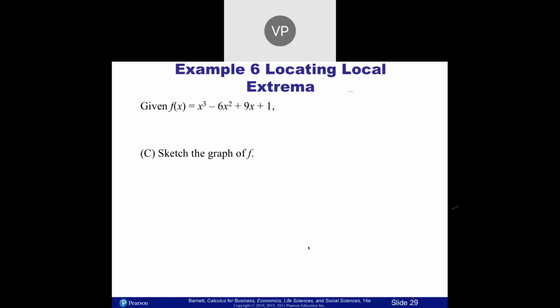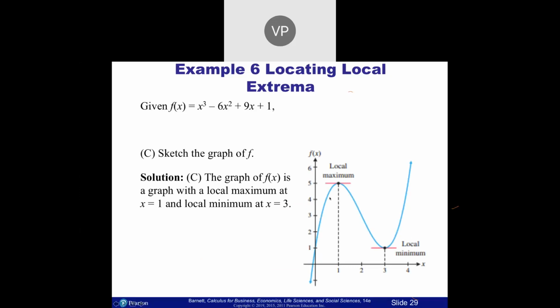Now we're going to sketch the graph. So one of the first things I would do is plug the 1 into the original function to get the value of that function. So when I plug in 1 here, I get 1 minus 6 plus 9 plus 1. That looks like I get a positive 5. Yeah, right here.